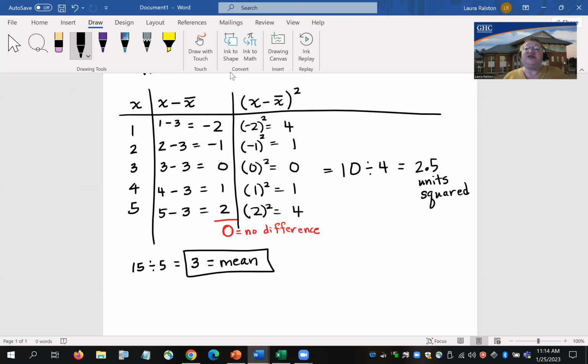The variance is another important one, and so it does have a symbol. You have the population variance, and you have the sample variance.